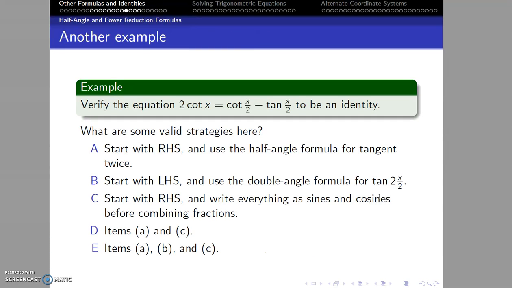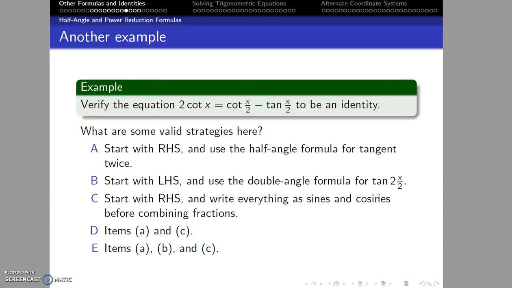I want to verify the equation that 2 cotangent of x is equal to cotangent of x over 2 minus tangent of x over 2 is an identity. So again, the issue is not what's the answer, because the answer is yes. The answer is yes, it is an identity. The question is, how do I prove it? How do I verify this is always true?